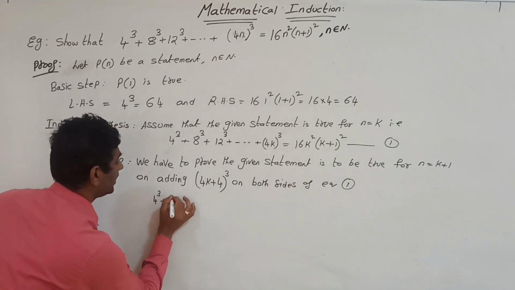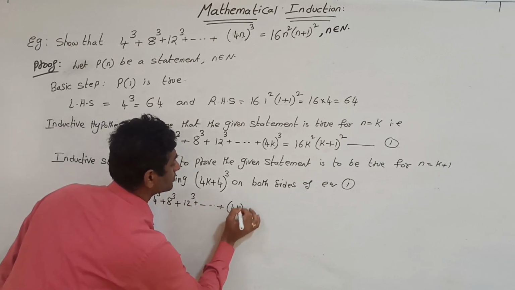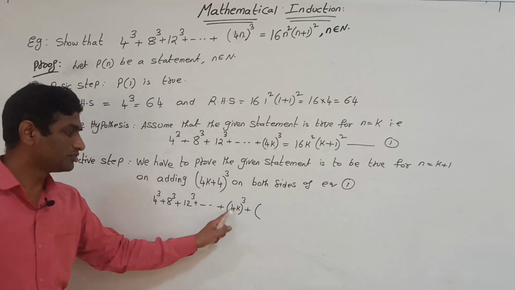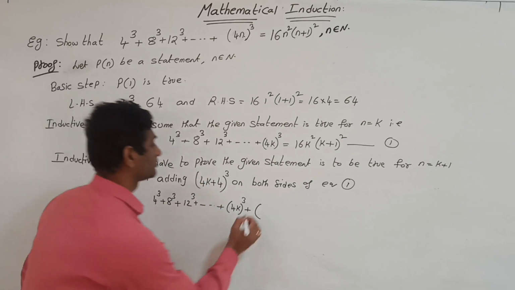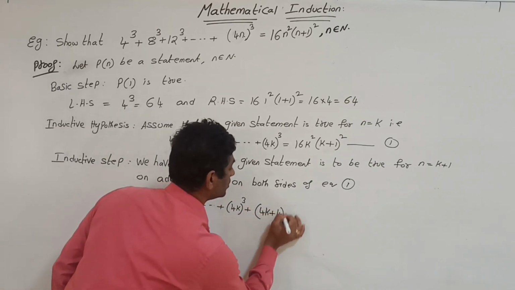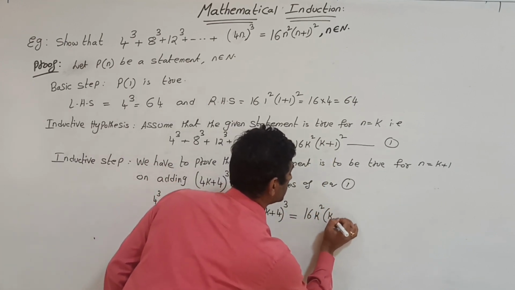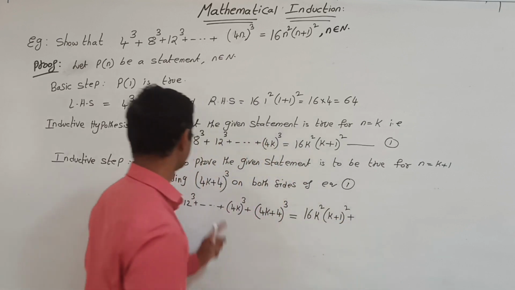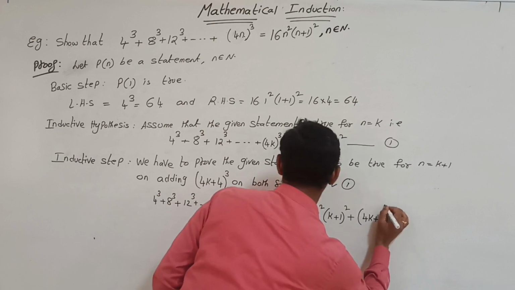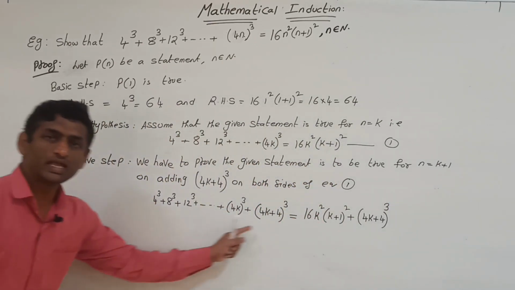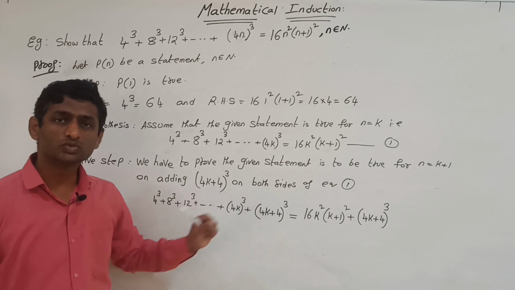4 cube, 8 cube, 12 cube, so on, it is 4k whole cube. Next, if you add 4 to 4k, you will get 4k plus 4. 4k plus 4 whole cube is equal to 16k square into k plus 1 whole square plus 4k plus 4 whole cube. Now on the LHS, this gives the statement for k plus 1 terms.